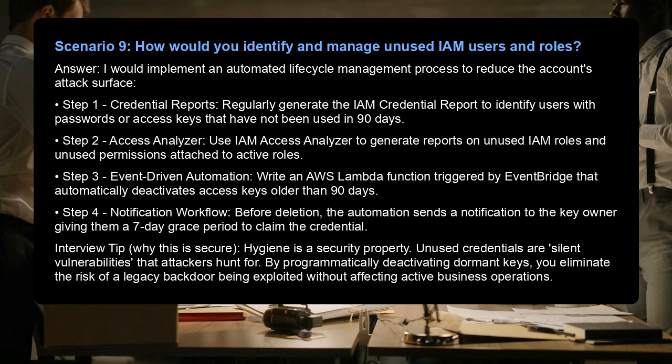Write an AWS Lambda function triggered by EventBridge that automatically deactivates access keys older than 90 days. Step 4. Notification workflow. Before deletion, the automation sends a notification to the key owner giving them a 7-day grace period to claim the credential.